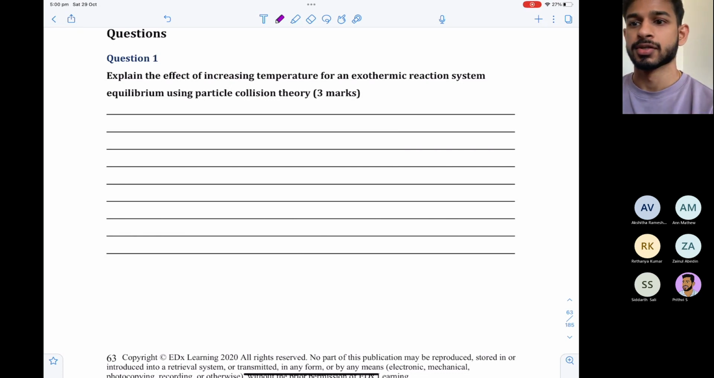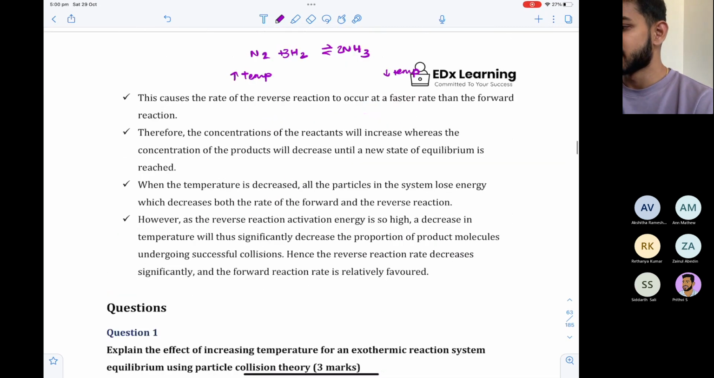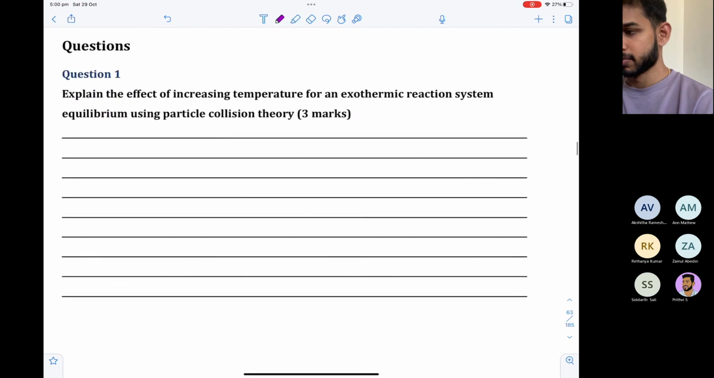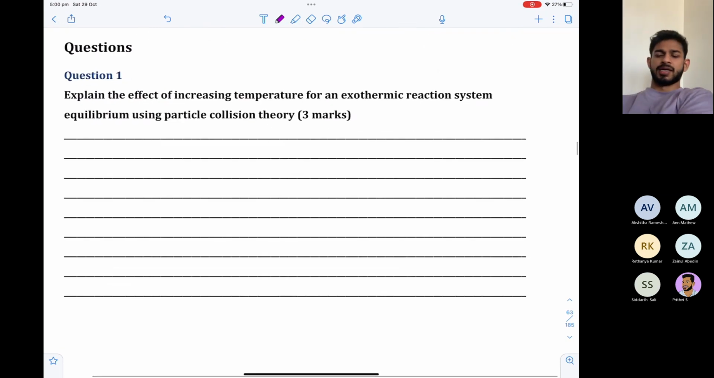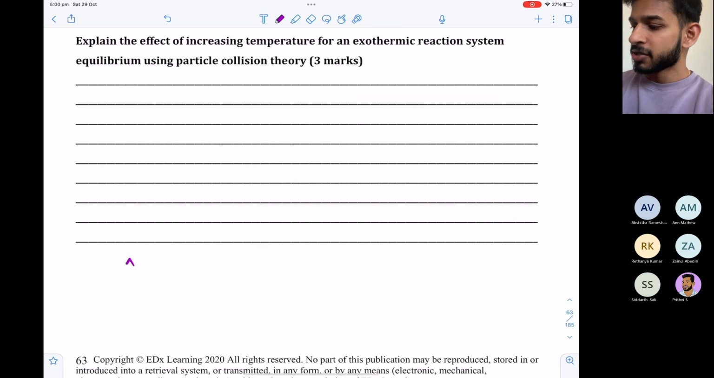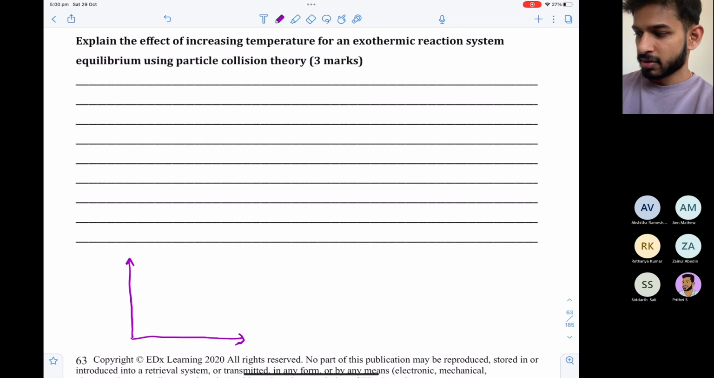Good, good. All right, so I will posit the question to you again. So we'll start with question 1. I want you all to start hypothesizing or thinking. What I want you to do is, if they told you it's an exothermic reaction system, the first thing you want to do is draw the energy profile diagram. So what does the energy profile diagram look like, Anne, for an exothermic reaction?